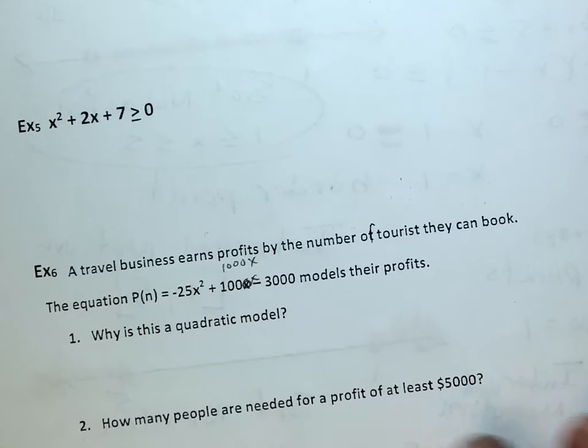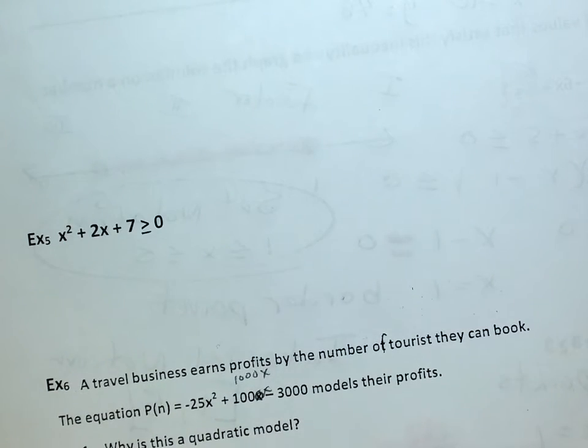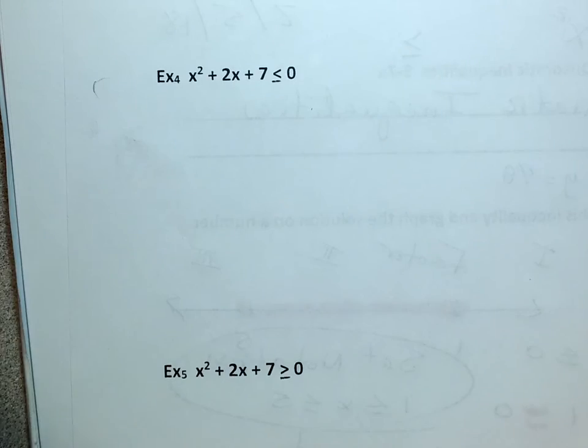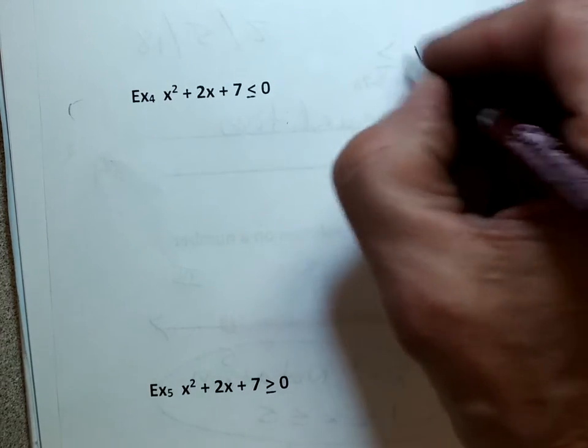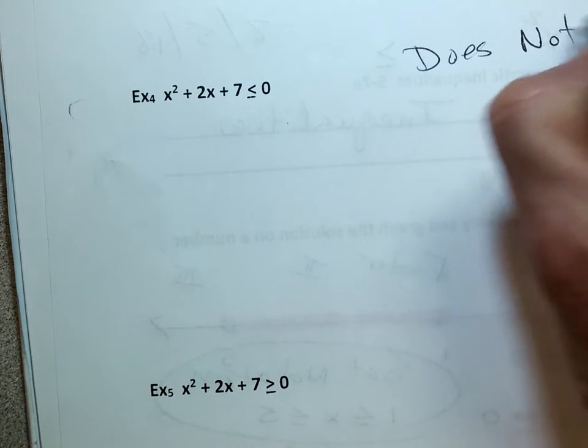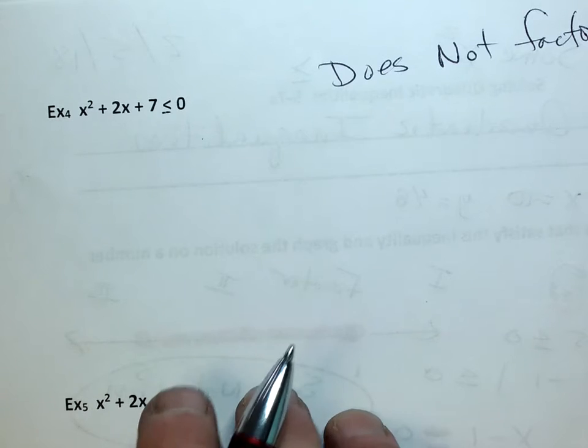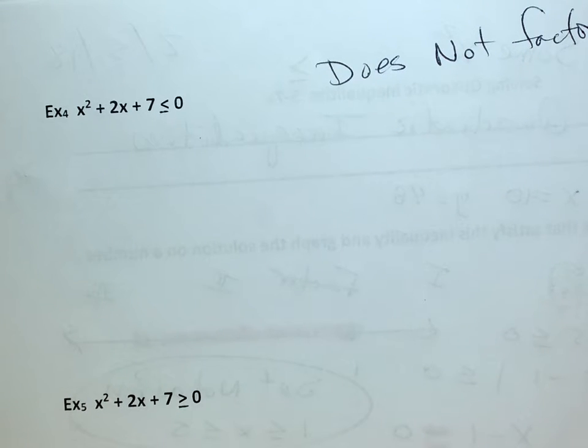All right, now, how about example 4? Okay. Number 4. Does not factor. Bummer. So if it does not factor, we've got two choices. We could either use the quadratic formula, or we could complete the square. I don't care. What do you want to do? Complete the square or quadratic formula? Okay, let's complete the square.